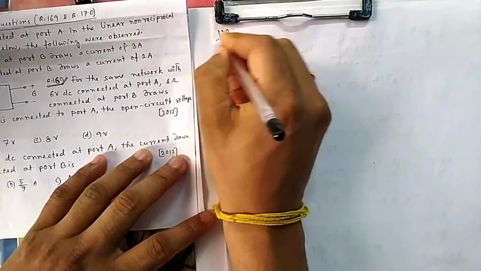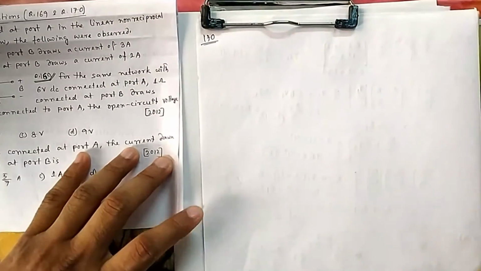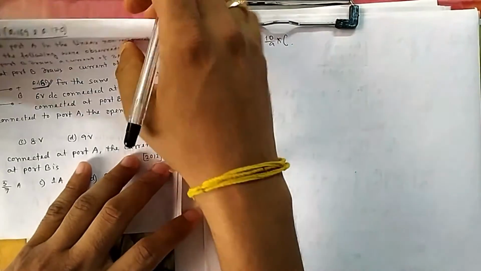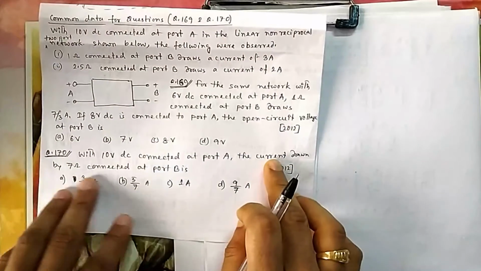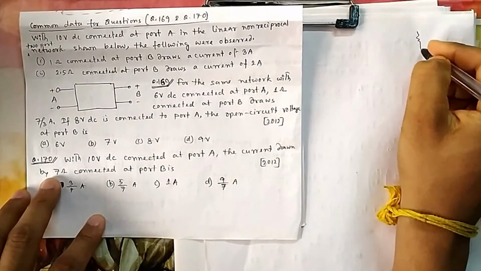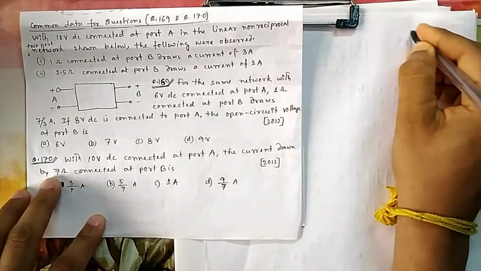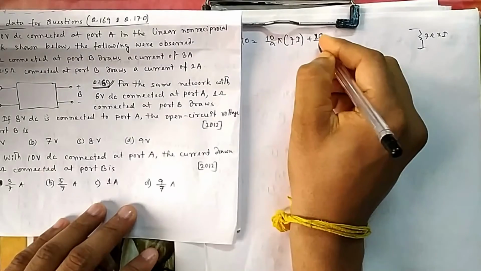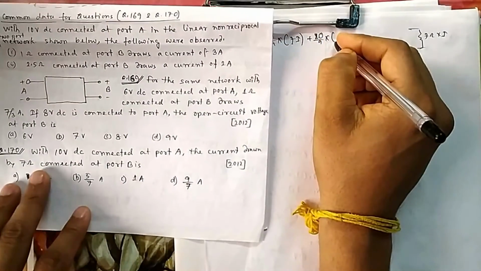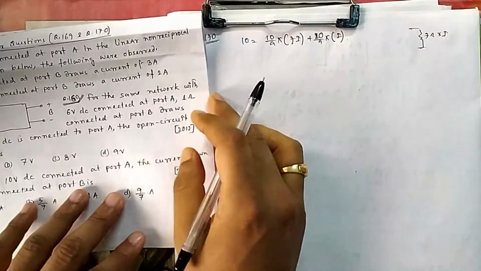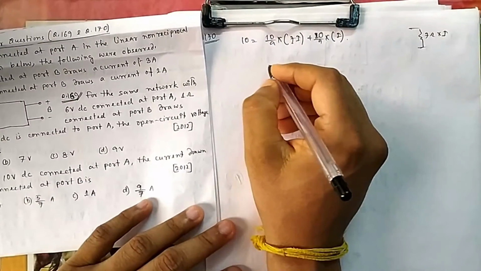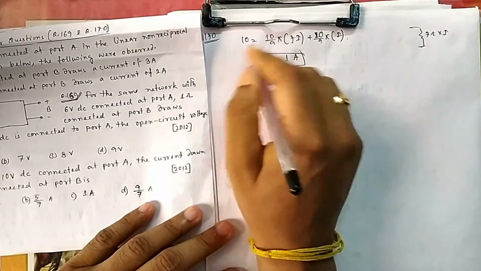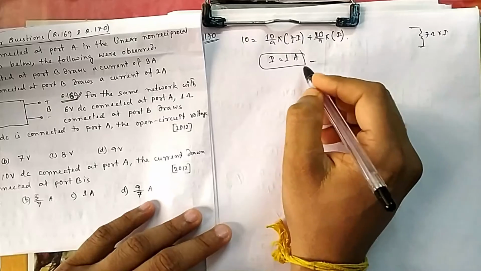Now in 170, if you go in the same way, they are connected again to 10 volt in port A, so 10 equals A, which is 10 by 9, into V2. What will be the V2? It is the voltage across the 7 ohm resistance they have connected. The current they don't know, so the voltage is 7 into I, plus 20 by 9 into the current, that is I. Now if you solve it, you will find I is equal to 1. That is your option C. 10 will get cancelled, 9 and 7 plus 2 is 9. So you will get 1 ampere.